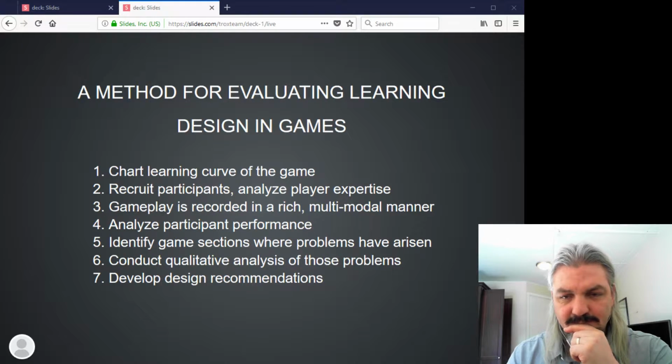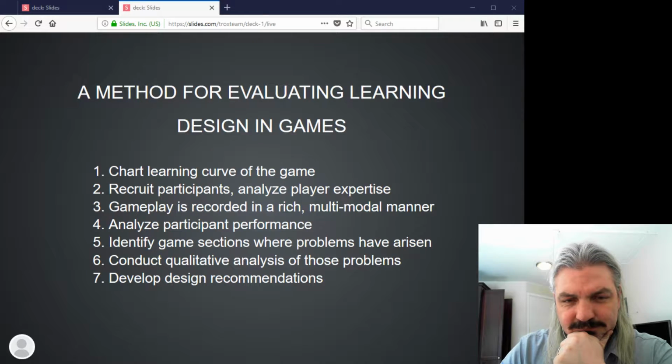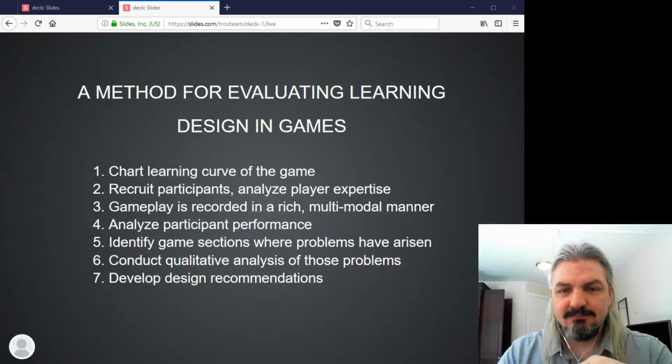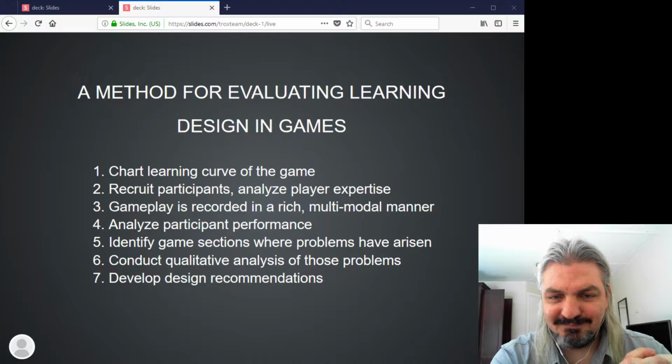So here's the method. It's a 7-step method for evaluating the learning design. Step 1 is to chart the learning curve of the game, which involves charting complexity and a few things we'll talk about later. Then step 2 is to recruit participants and analyze the player expertise. Then you have to record the gameplay in a rich multimodal manner, which we'll get back to.